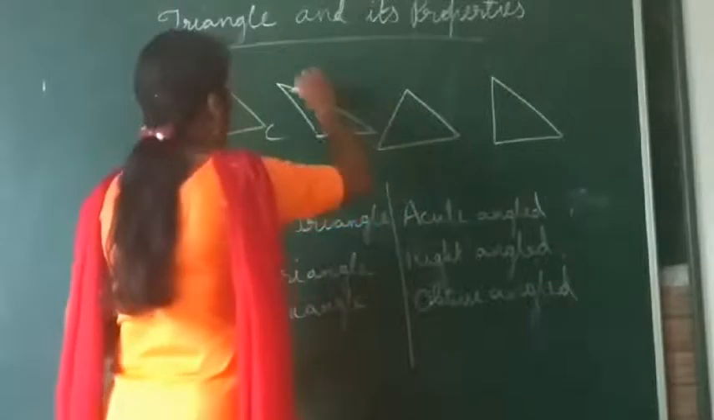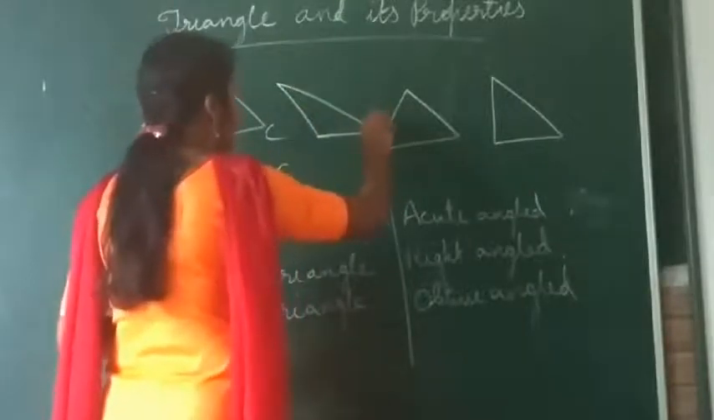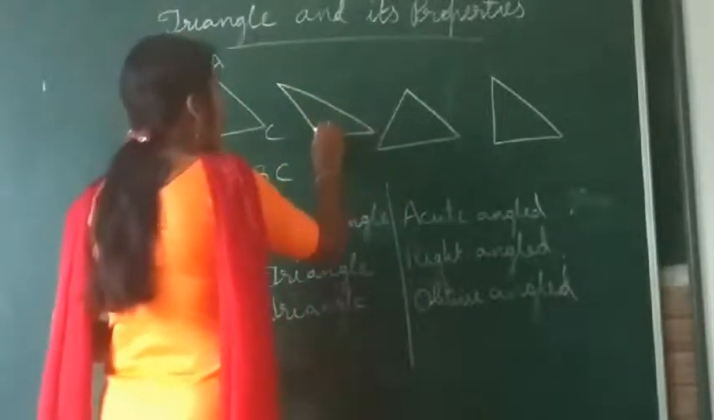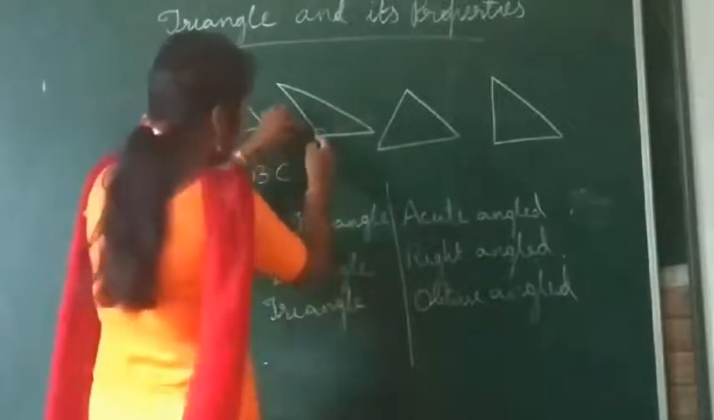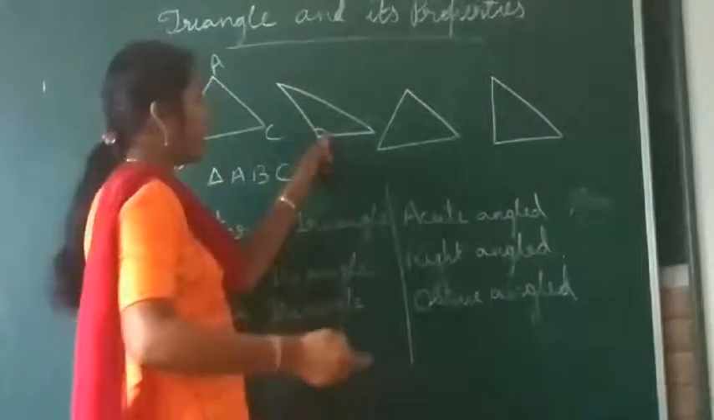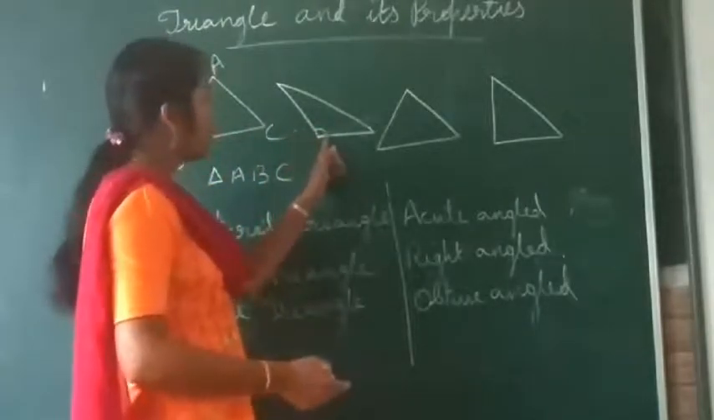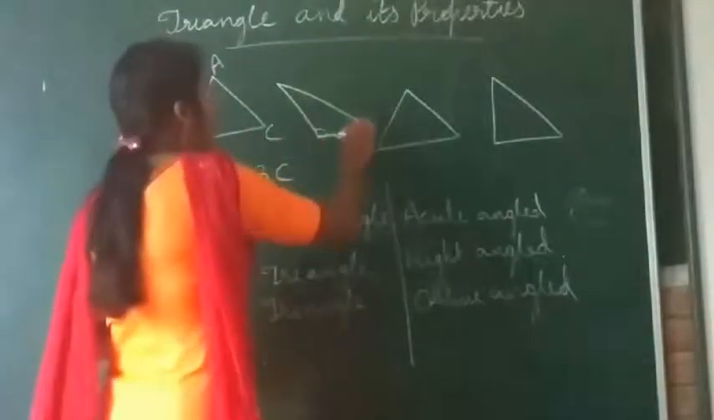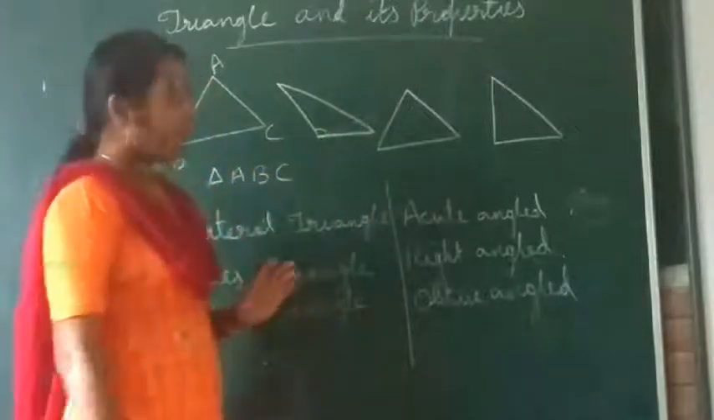Here, these two angles are less than 90 degrees. These two angles are acute angles, and this angle is greater than 90 degrees. So this will be 90 degrees, and this goes this side, which means it is greater than 90 degrees. So it is an obtuse angle, and this triangle is an obtuse angle triangle.